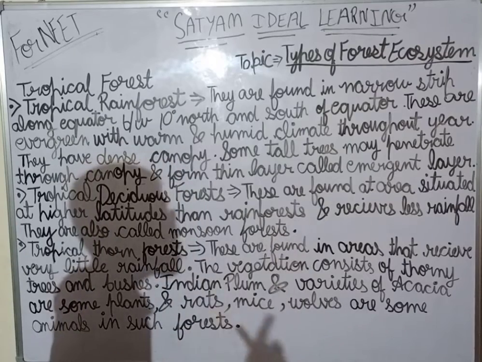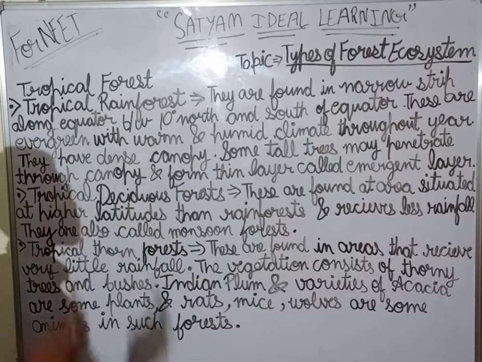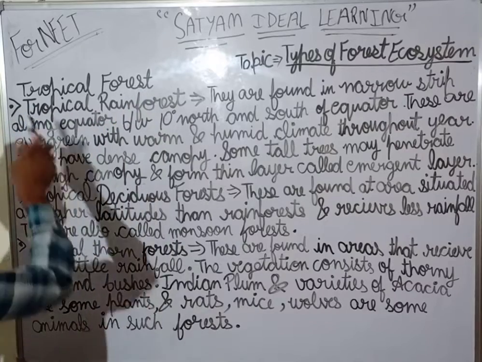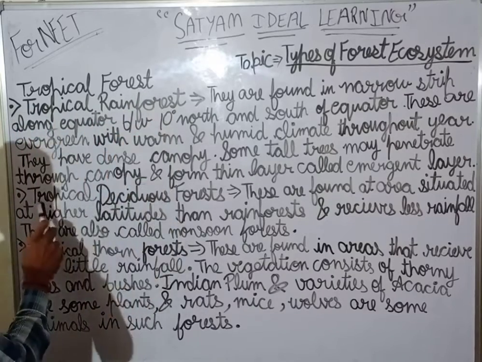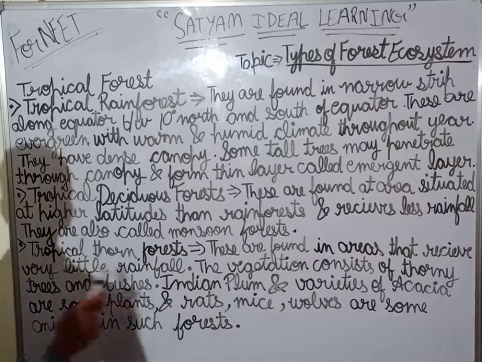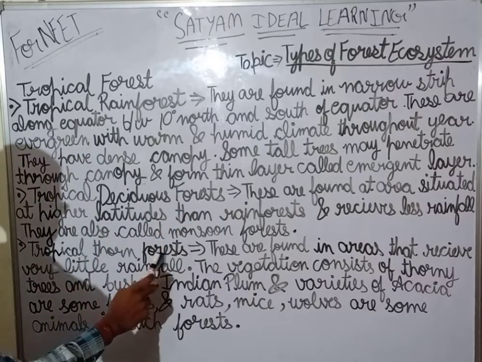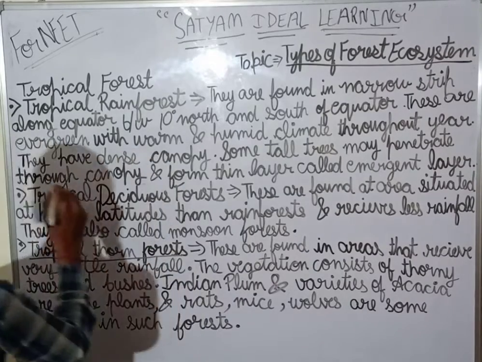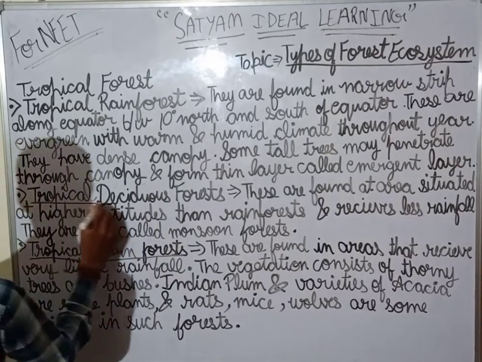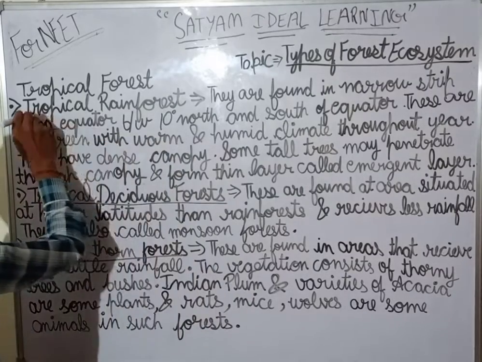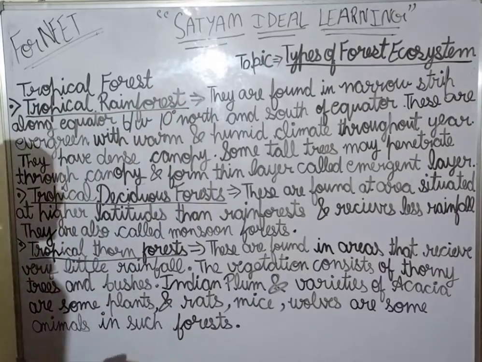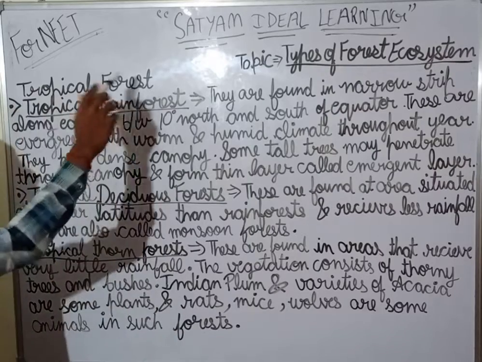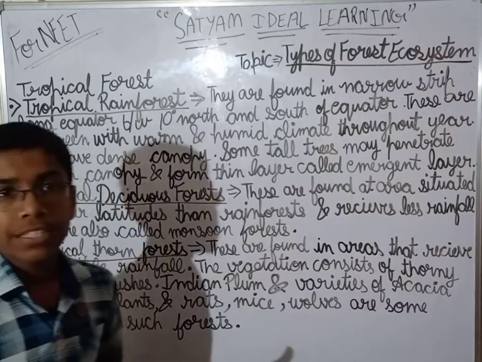Today we will be discussing only tropical forest. So these tropical forests are further divided into tropical rainforest, tropical deciduous forest and tropical thorn forest. Clear this thing? I am underlining this also so that it can be highlighted to all of you. So tropical rainforest, tropical deciduous forest and tropical thorn forest, into which this tropical forest has been divided.